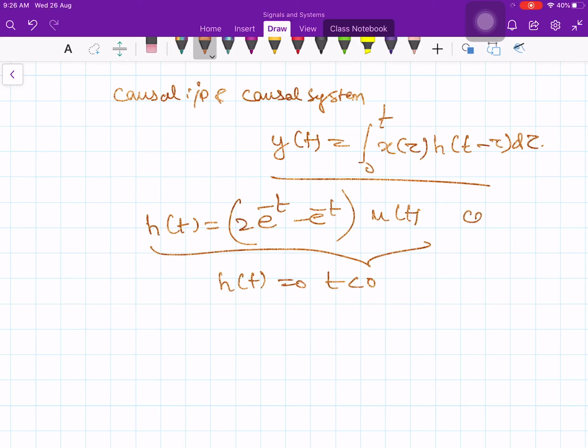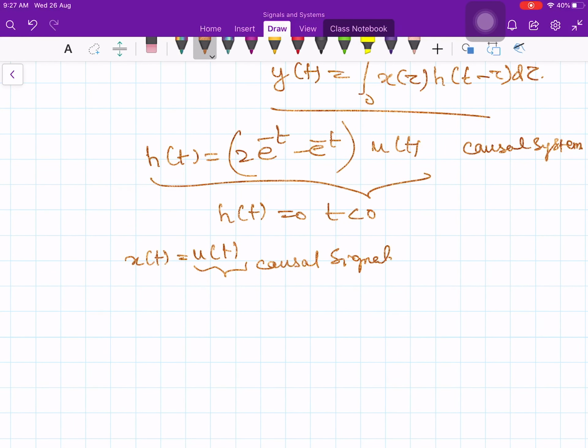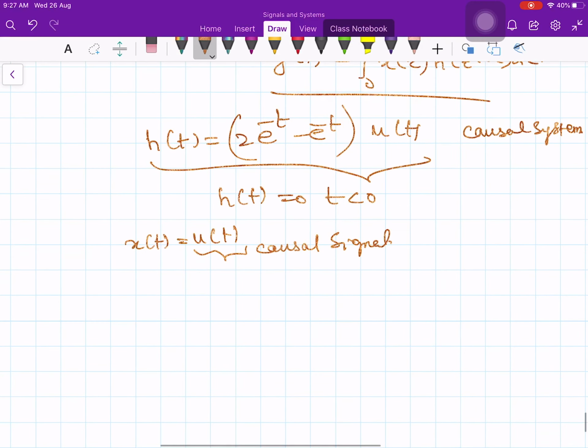The given system is causal and initially relaxed. That's what we mean by it. And u of t, what is x of t? The input is u of t. Again, this is a causal signal. Right. So the given system is a causal system. The impulse response is 0 for negative values of time, and the input is also causal. Therefore, we can straight away say that the integration limit is 0 to t, and this is equal to your a of t. So a of t is equal to the integral of u of tau h of t minus tau d tau.